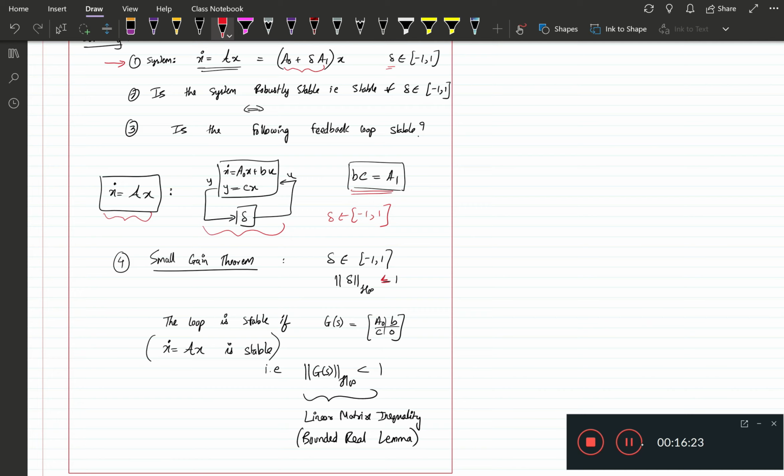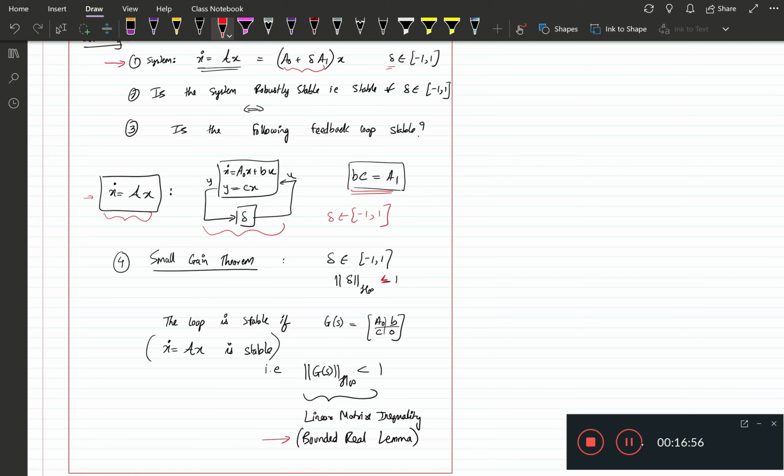Now we've converted a seemingly hard or an infinite dimensional problem into a linear matrix inequality, which is clearly a finite dimensional problem. And if we do find a solution in the linear matrix inequality optimization problem, then we can be sure that the H infinity norm of G(s) is less than 1, and then we can be sure that this system is stable for any delta between -1 and 1. So that's the idea.